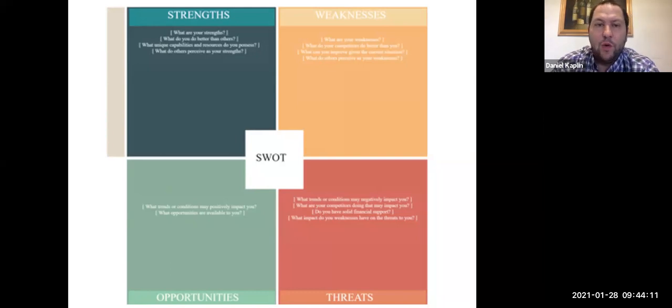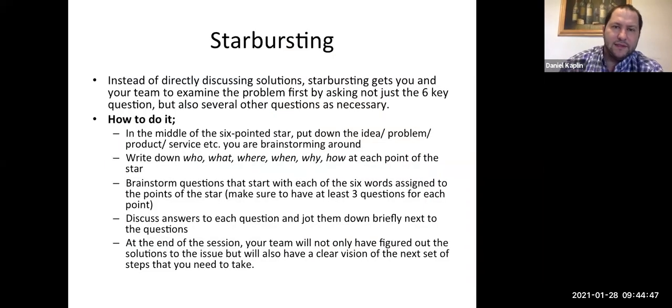So for strengths, you might say, well, what are your strengths? What do you do better than others? What are your unique capabilities and resources that you possess? What do others perceive as your strengths? Then in weaknesses, it requires a little more insight. What are your weaknesses? What do your competitors do better than you? What can you do to improve on your weaknesses and so forth? And then opportunities and threats, it's the same thing. The questions are there, so I'm not going to continue to read them, but that's how you do a SWOT analysis.